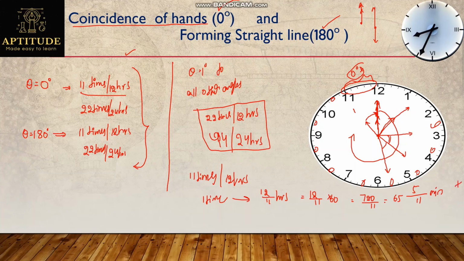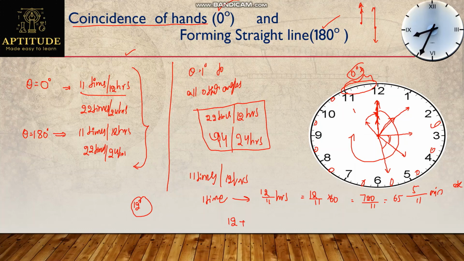Which is a very crucial point here, which means, for example, they coincide at exactly 12 o'clock. So when will the next coincidence happen? These kinds of problems we can also expect. When can we get 0 degrees one more time after 12 o'clock? After 12 o'clock, we need to add 65 minutes 5 by 11.